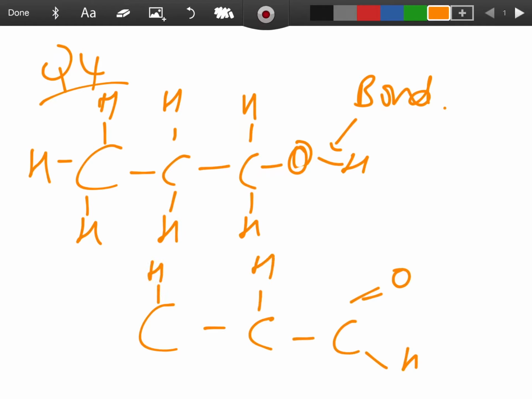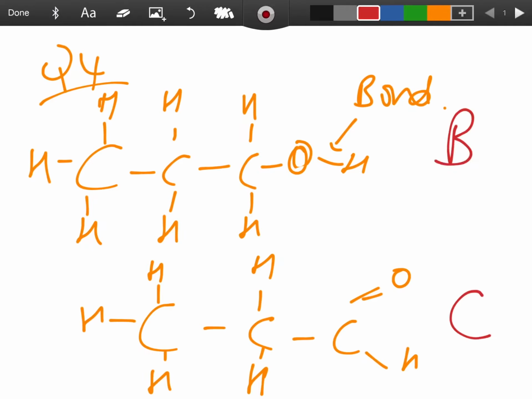And C is propanal. So when you're drawing propanal, remember the functional group of an aldehyde is the C double bond O and a H, okay? So there's my C, that's my C, and that's my B, and they're drawn out to show all of the bonds, okay? Which one of the 4 compounds that you have there contains only 1 tetrahedrally bonded carbon?